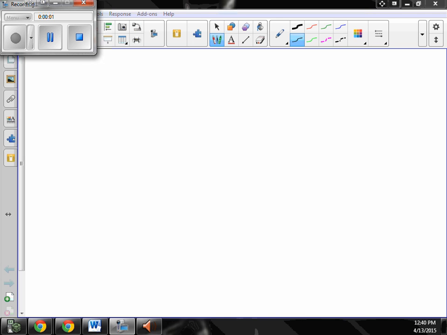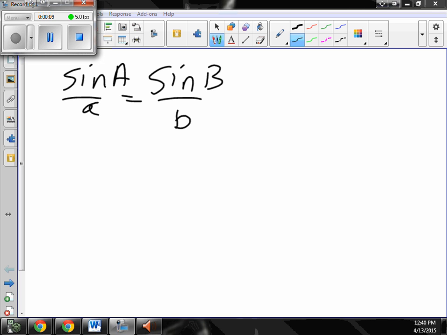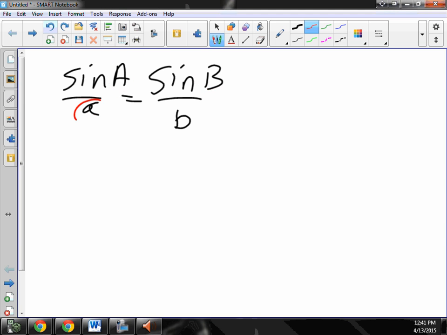Law of sines: sine of A over a is equal to sine of B over b. You could also do the same thing with c. The law of sines will help us find a missing side or missing angle. If you know big A and big B, and then you know little a, then you can find little b. Or if you know little a and little b and one of the other angles, then you can find that second angle. And using that, you can solve the whole triangle.